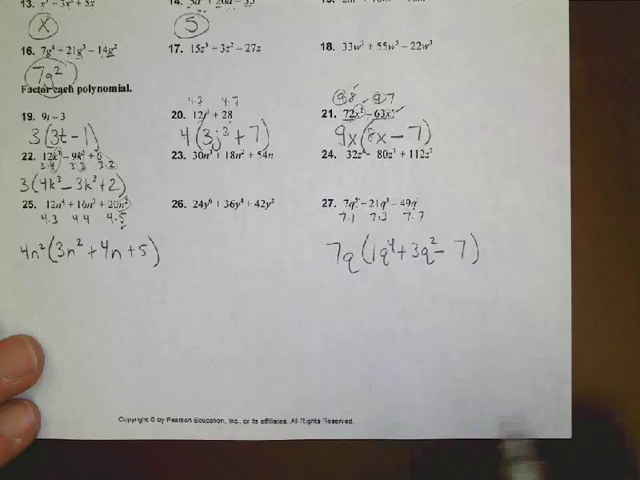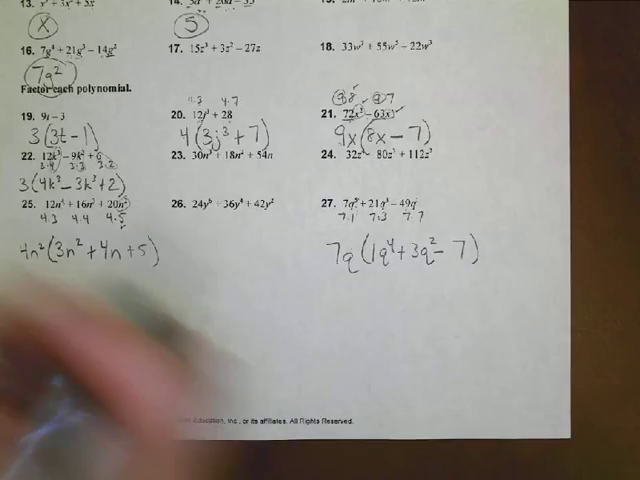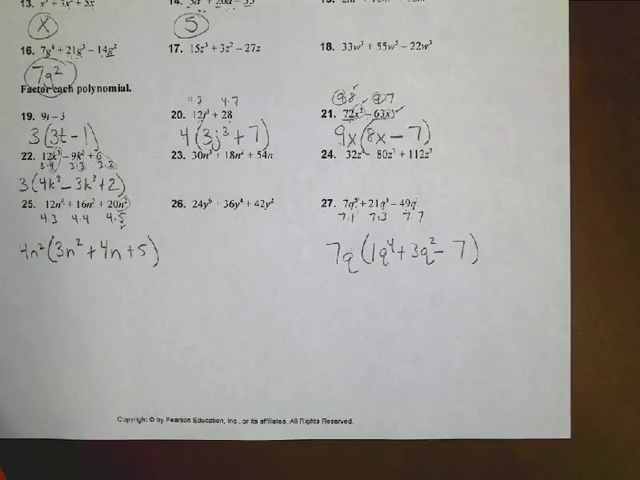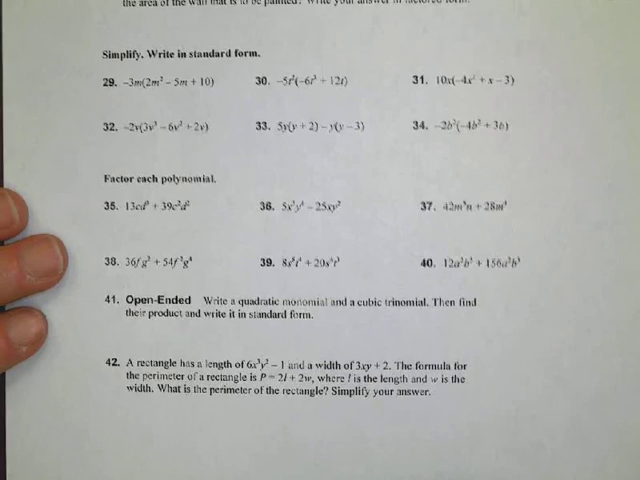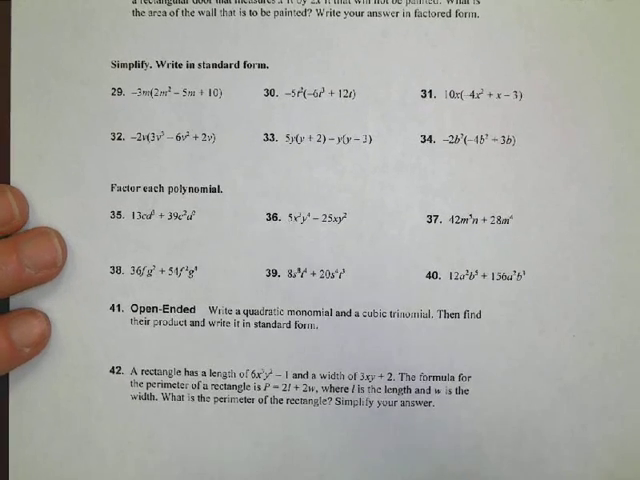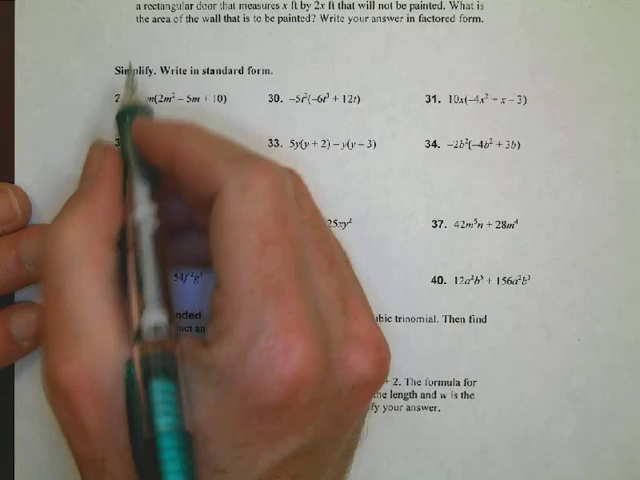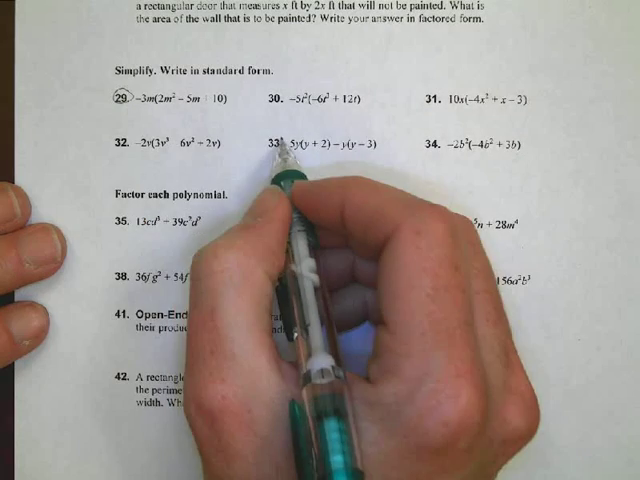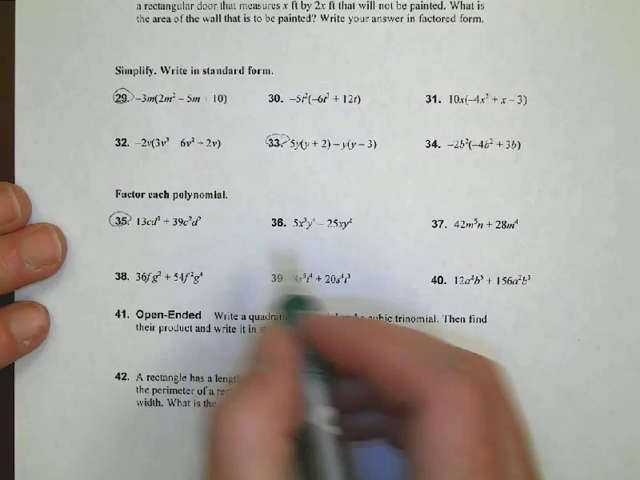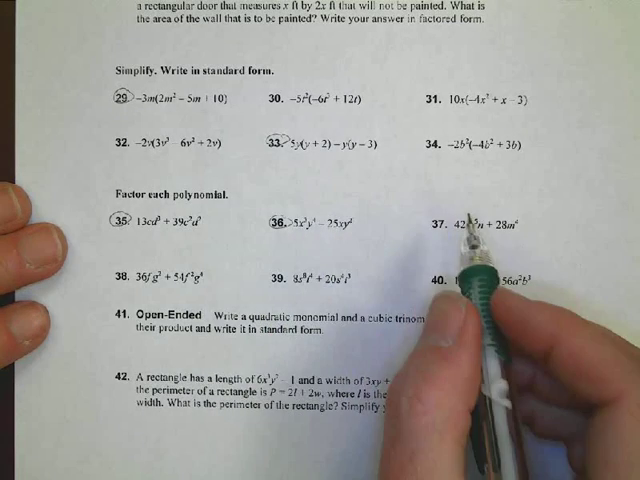And that's what I have for number 27. Okay, let's flip it over to the back side and see what we have on this next one here. It wants you to go ahead and continue doing the same idea, simplify it, and then write it in standard form. So let's do a couple of these. I'm going to go ahead and do number 29, 33, 35, 36, and 37.